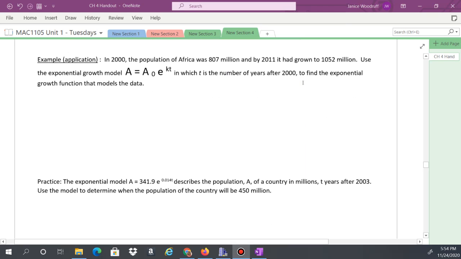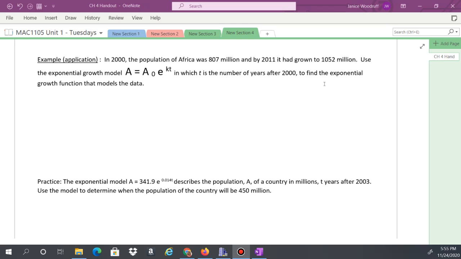Okay, so look at this example here. In 2000, the population of Africa was 807 million. By 2011, it had grown to 1,052 million. Use the exponential growth model, in which T is the number of years after 2000, to find the growth rate. We're looking for the rate here.